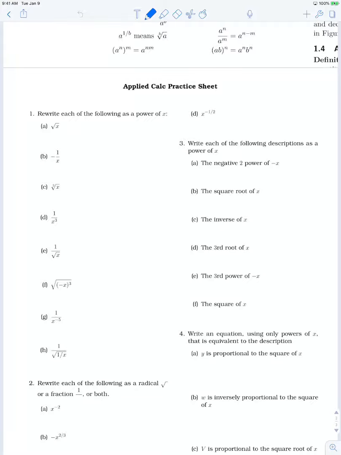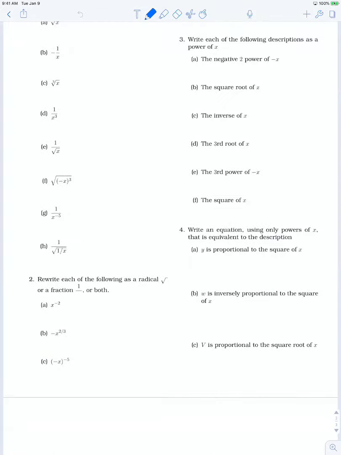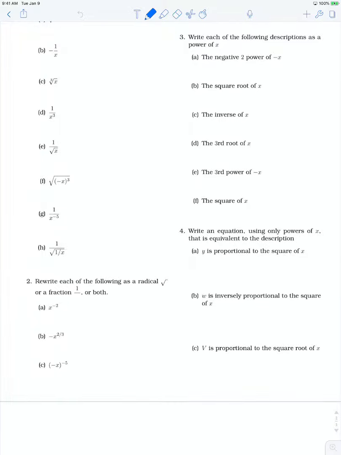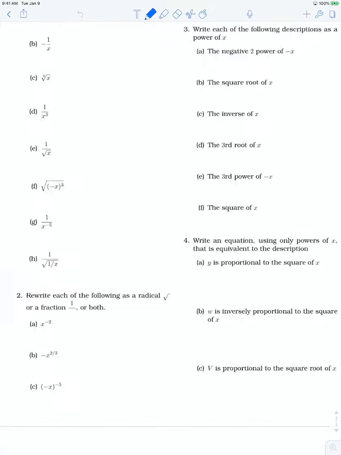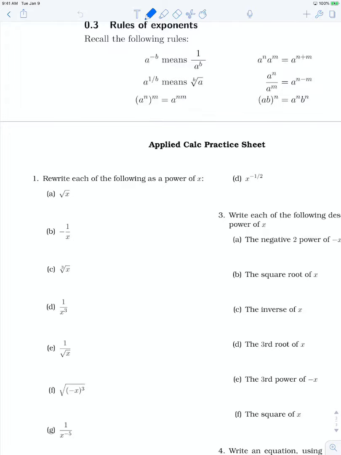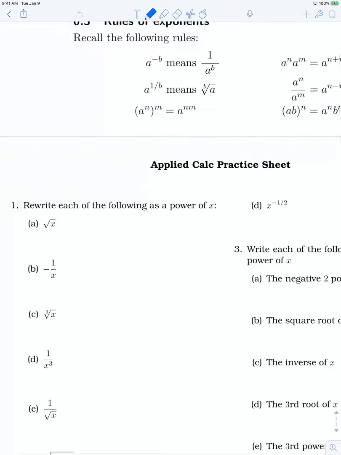In this video, I'm going to do number 2 in the Powers of X worksheet. Number 2 says rewrite each of the following as a radical or a fraction or both. What that means is that we're going in the more typical or expected direction on these rules above. In each case we have something written in the form on the left, and we're going to rewrite it in the form on the right. So a negative power will become 1 over, and a fractional power will become a root of some kind. This is the opposite direction that we did in number 1.